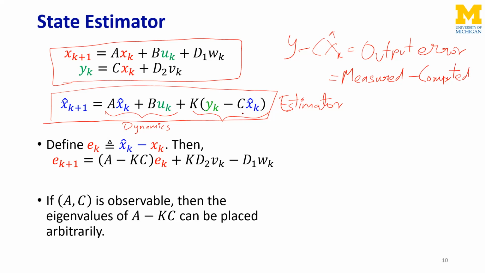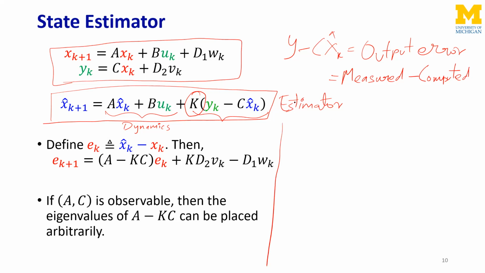So this is the output of the computed system, and this is the output of the physical system. And the difference between those two is called the output error. Now we can use that output error and sufficiently scale it up or down and add it to the states. And that may help us actually improve the accuracy of our state estimates. So this gain K is what scales up or down this output error, and we'll see how that happens.